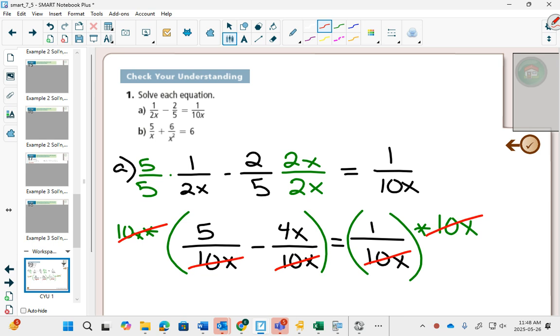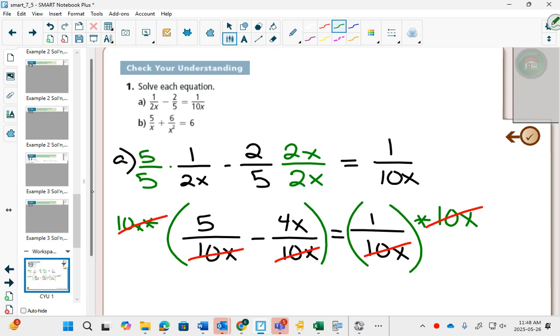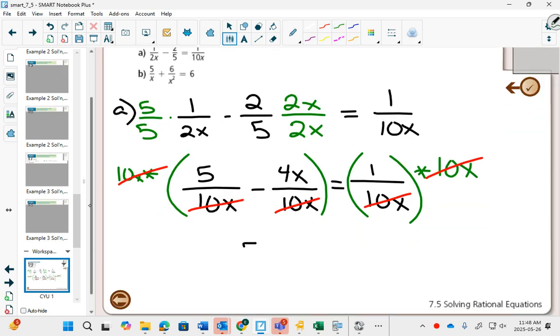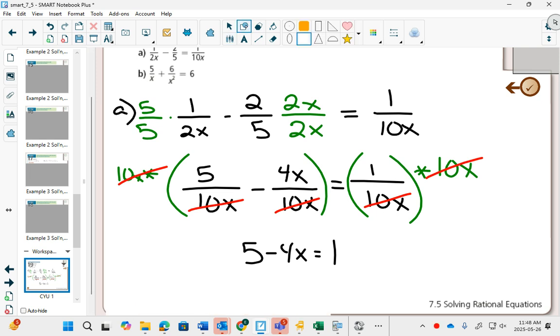Typically what I see students doing, they don't do the green at all. They just go right to their red pen and cancel out all the bottoms. Because you're like, I'm going to multiply by 10x, and multiplying by 10x will cancel out or simplify with all those 10x's on the bottom, leaving me with just 5 minus 4x equals 1. And this is a nice, easy equation to solve. You just need to combine your like terms.